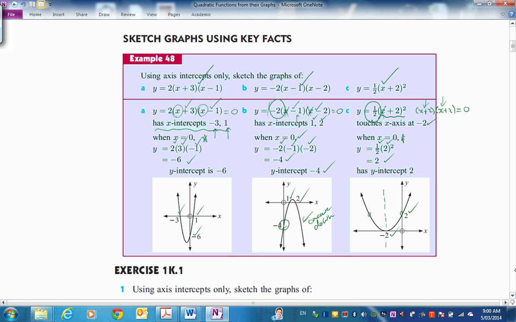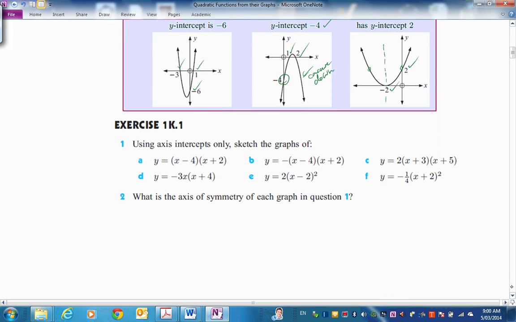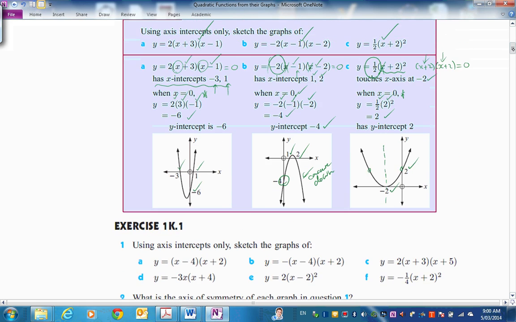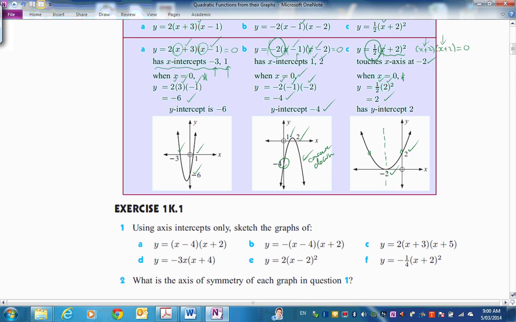All right, are you ready to have a go? Let's have a go at 1k1. Okay, and doing it exactly the same way. Maybe I'll just take this up here a little too so you can see the steps. Okay. All right. Pause the presentation. I think you should quickly graph all of those, and then let's look at the answers.